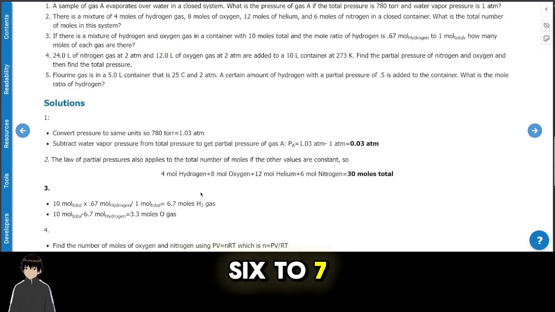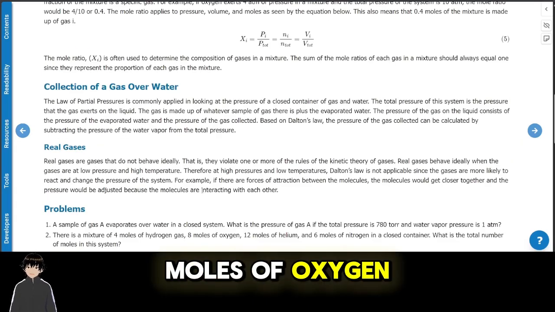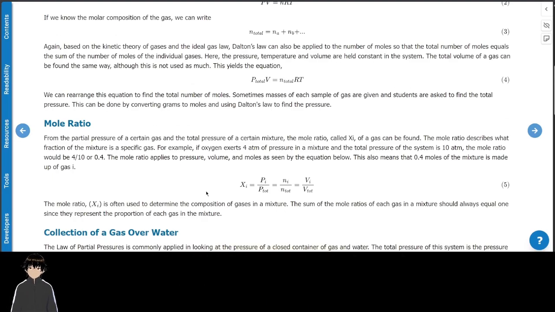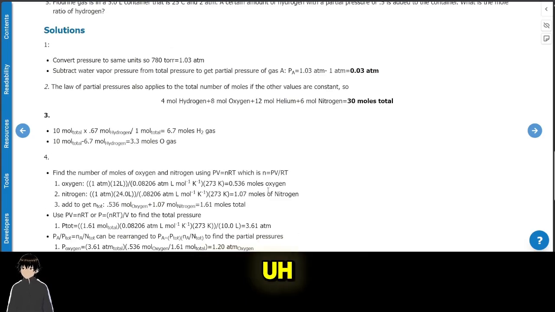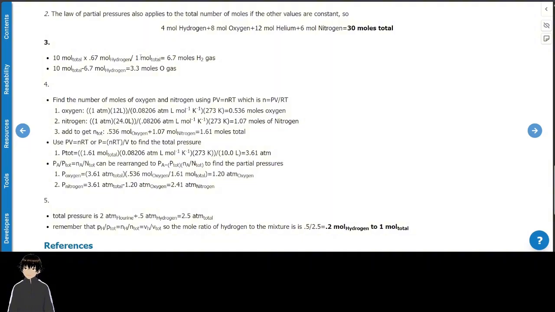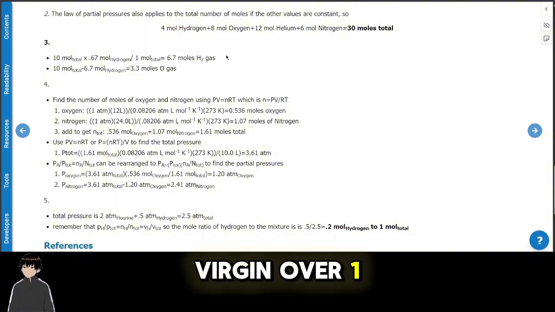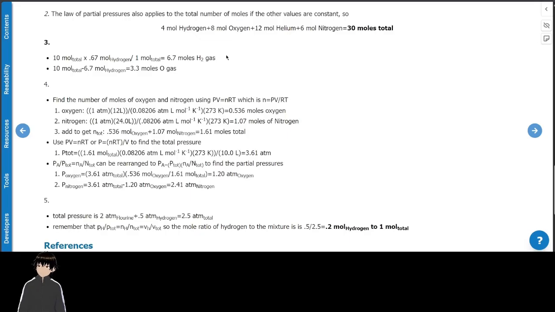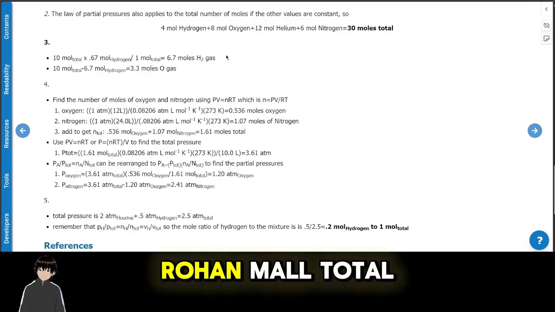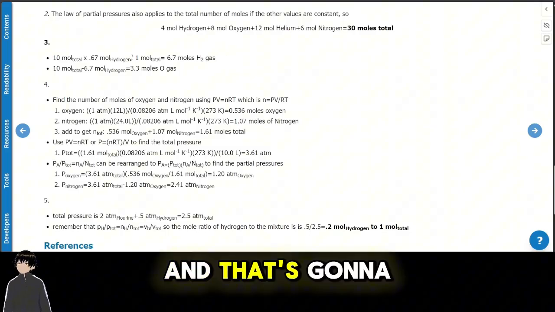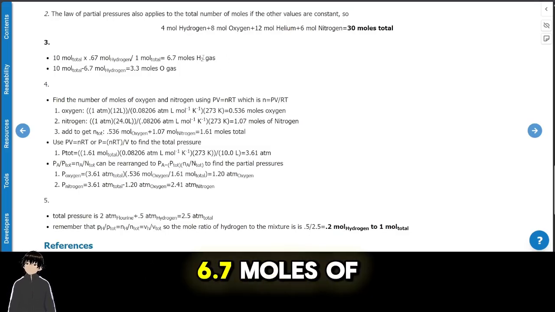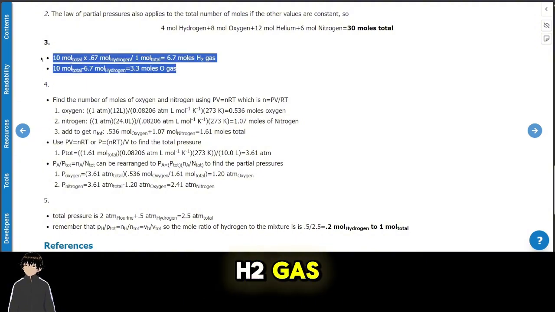Moles of hydrogen divided by 1 mole total. And that's going to be 6.7 moles of H2 gas.